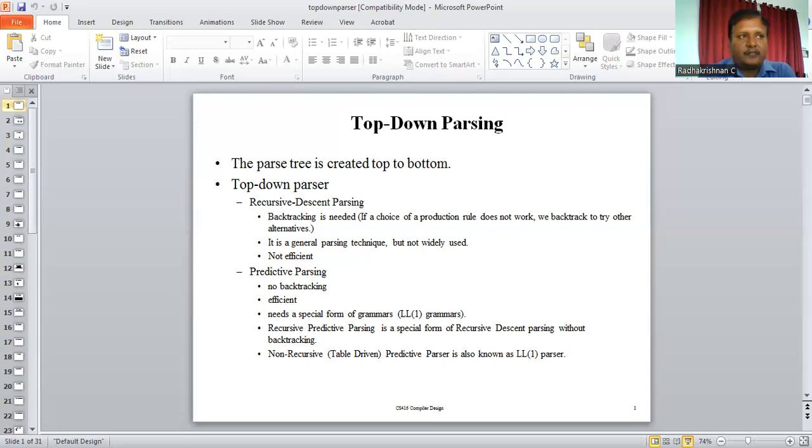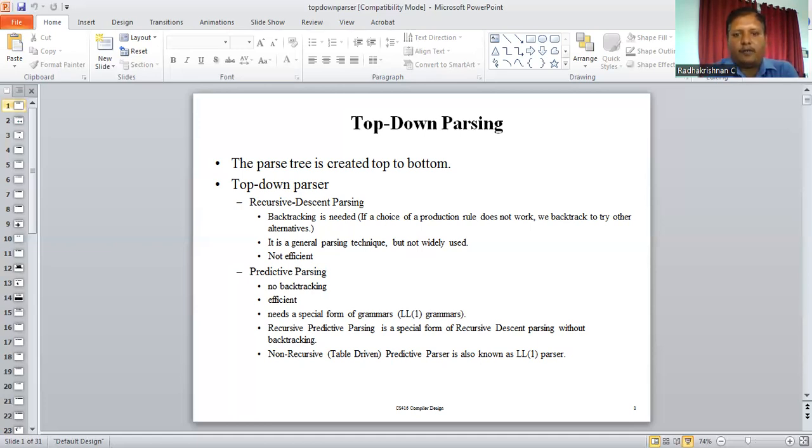If an entry does not have any value, it is empty, which is represented as an error. So this is our LL1 parser, a brief introduction. What are the elements, and what points do we need to understand for the LL1 process? The input buffer, output, stack, and predictive parsing table. These are the main components involved in the LL1 parser.